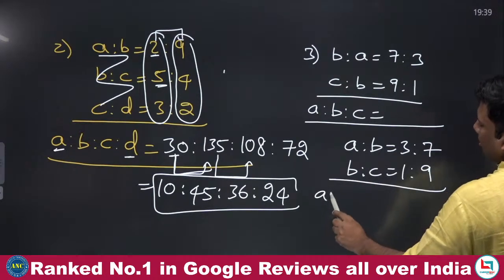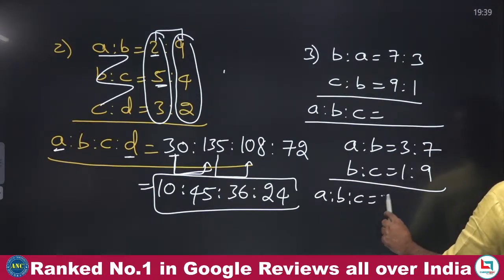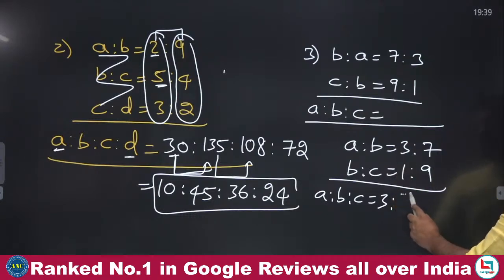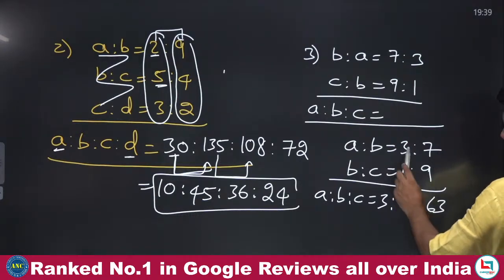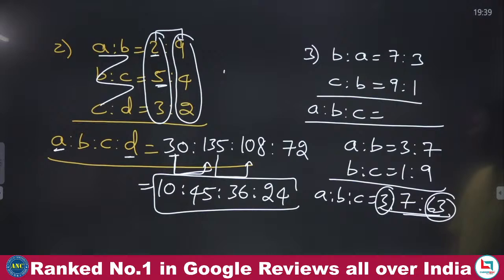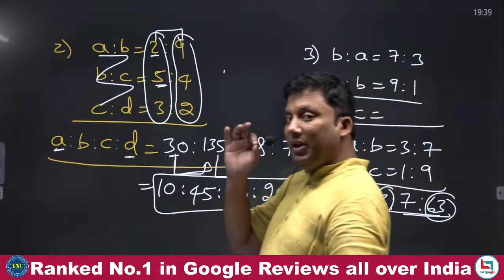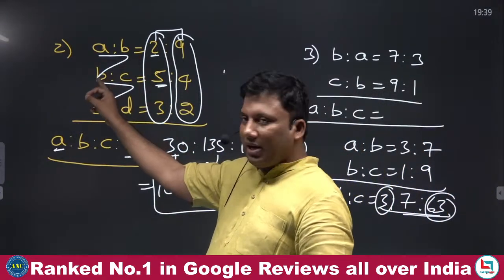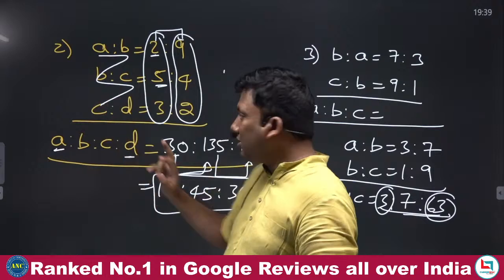So the answer for this question will be A is to B is to C is: 3 1s are 3, 7 is to 63. 3 1s are 3, 7 9s are 63. So 3 is to 7 is to 63. Variables should be in the same order. Last one does not become the first one.